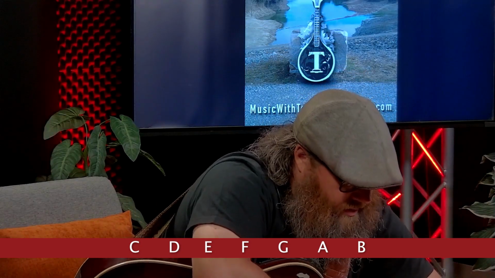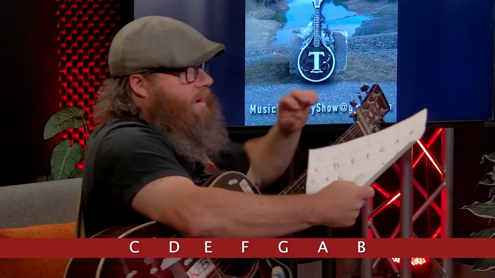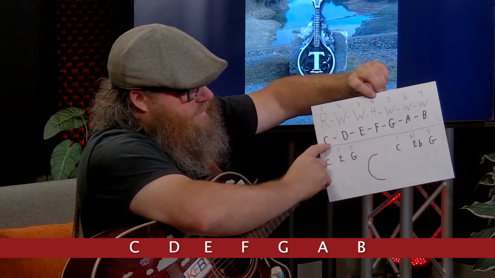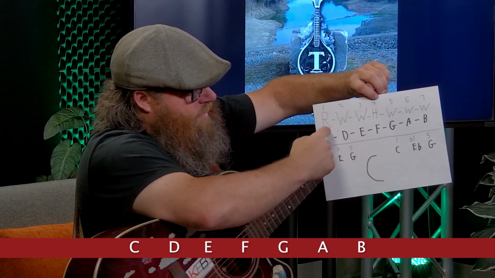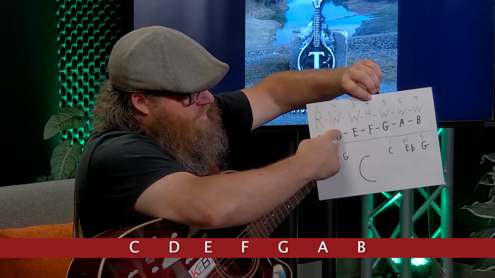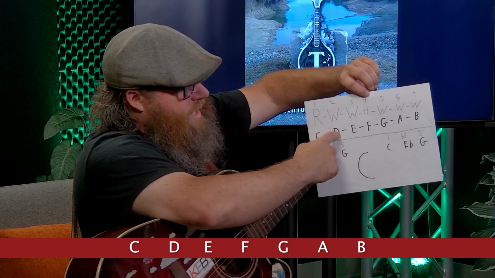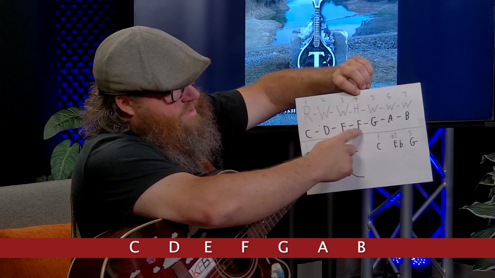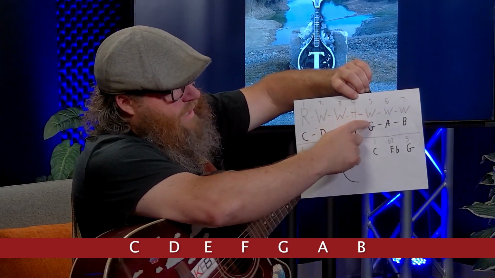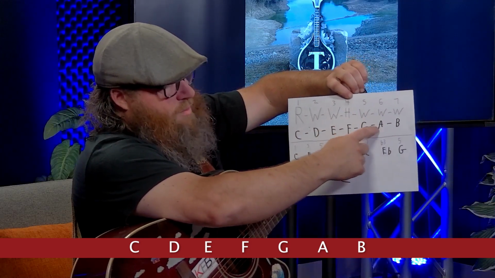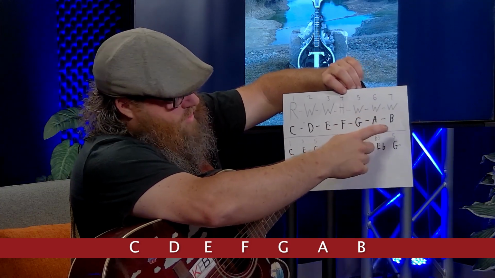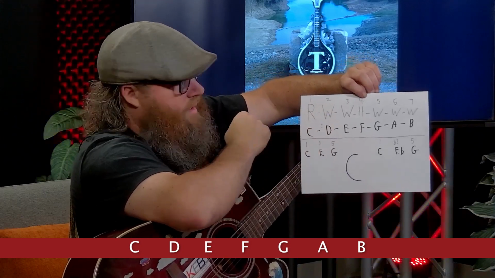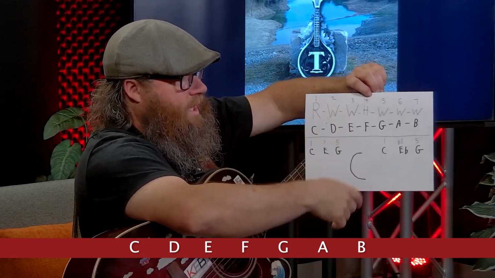And here is the layout of the C scale. So we have the 1, which is the root, so that would be C. The second, we're going to go a whole step from there, which is a D. Then we're going to go another whole step, which is an E. Then the half step from there, which is an F. And a whole step from there, which is G. And then another whole step, which is A. And then another whole step, which is B. And that winds us right back up to C.